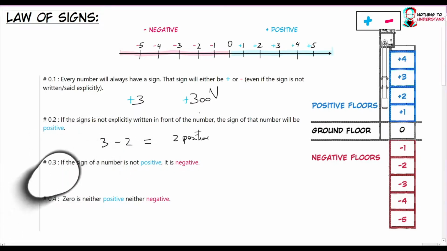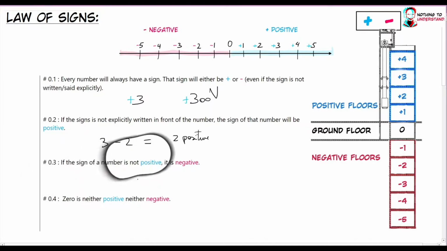The third law of the signs is very important to help you identify positive and negative numbers. I will come back to it later in the video. And the last law is 0 is neither positive nor negative. It's kind of the chosen one, like the ground floor. Since it is the delimitation between the positive numbers and the negative numbers, and it cannot be both signs at the same time, it is neither of them.